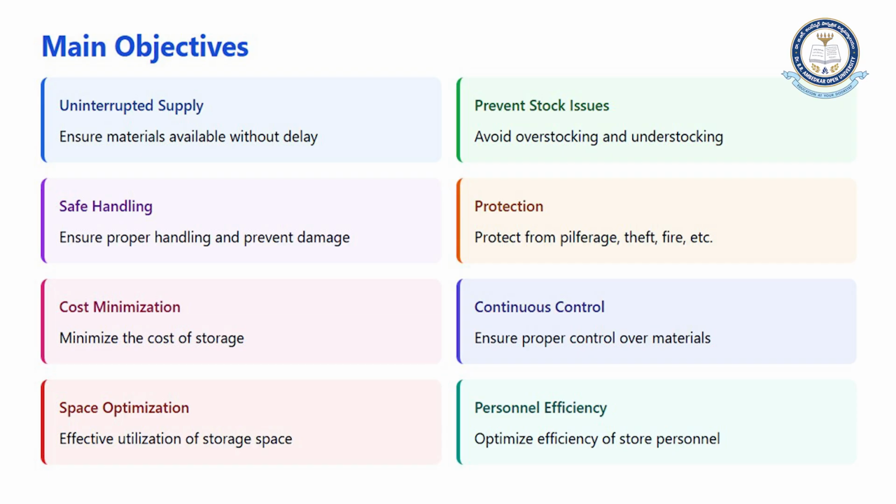Avoid overstocking and understocking. What happens if you are going for understocking? You will be stocked out, production stops, and if you are going for overstocking, the place is occupied and unnecessary occupancy takes place in the storehouses. Next is safe handling. Ensure proper handling and prevent damage. Even stores management helps in having proper handling and also prevents damage.